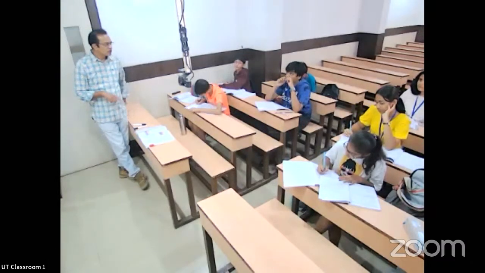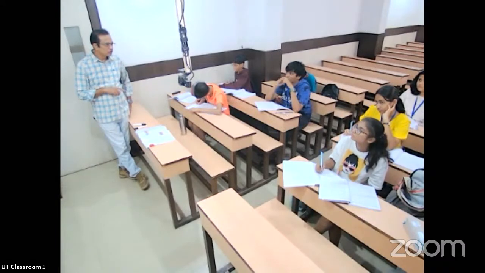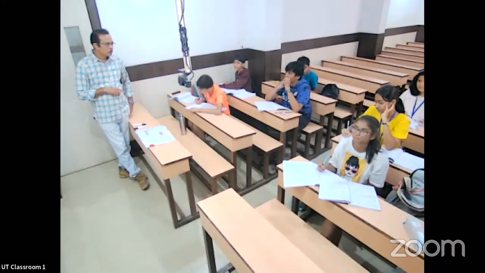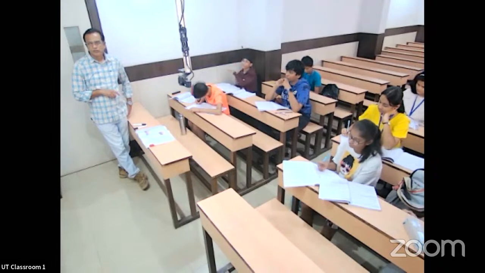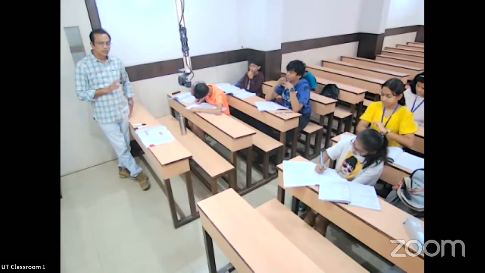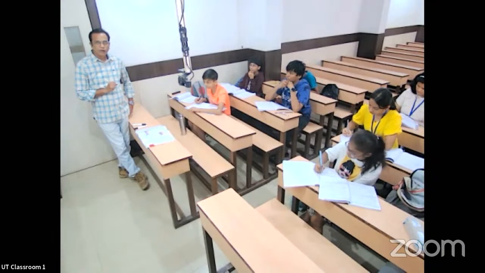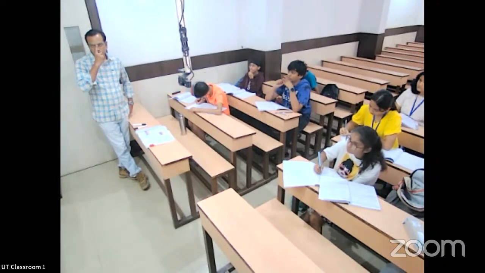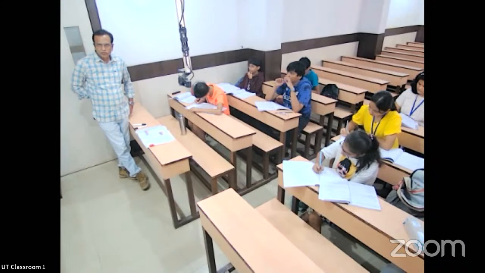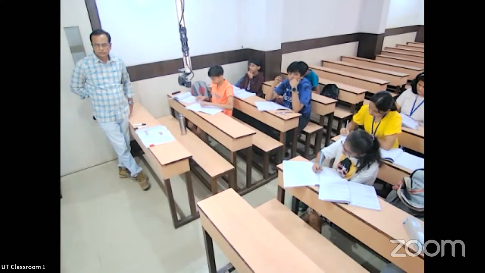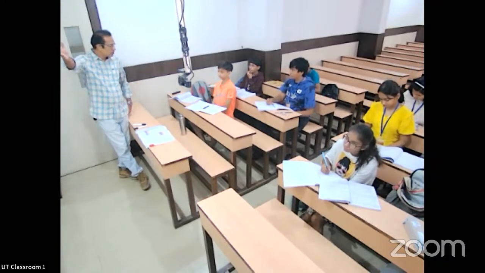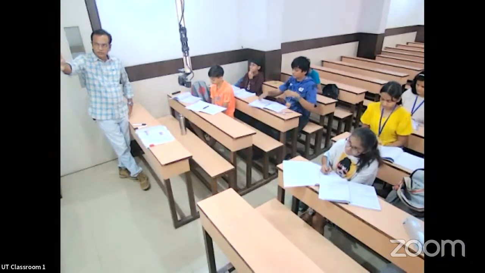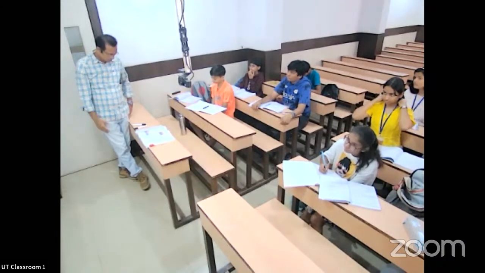Before this class, how many classes we have done? 3 or 4? 3 only. Just check whether it is 3 or 4. Maybe 3. So today is 4.5.